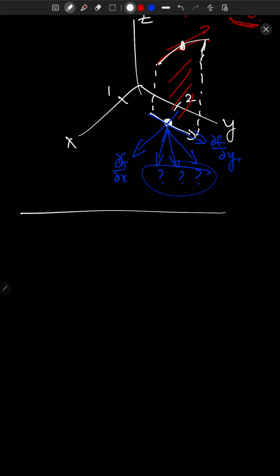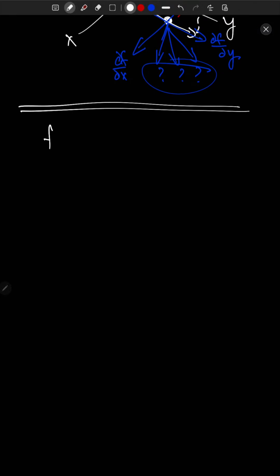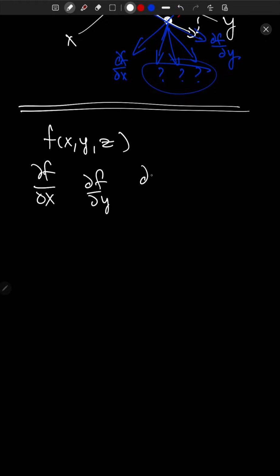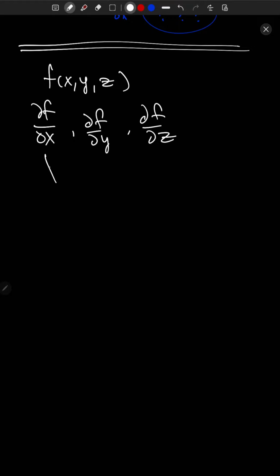But before we do that, this was two variables. Let's talk about what happens if you have 3 variables or more. Then in this case, you would have df dx, df dy, df dz. So it's literally the same idea. df dx is how f changes as you move in the x direction only, where y and z are fixed, are constants. So in terms of a picture, here's your domain, x, y, z.